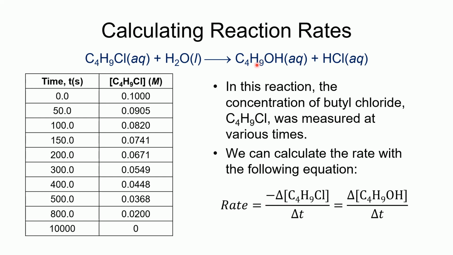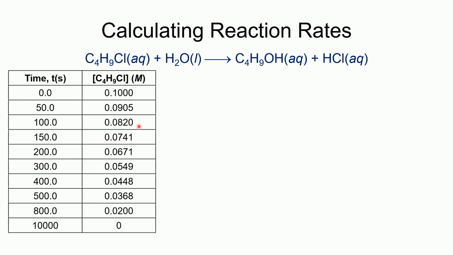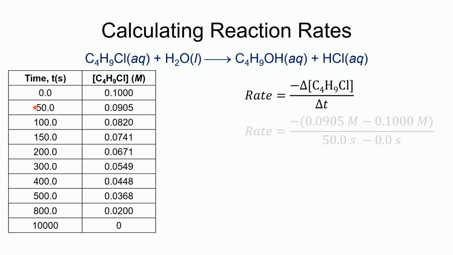When we're talking about products, on the other hand, they are going to increase in concentration, so we don't need a negative value in front of those. So let's do the calculation for the change in concentration of butyl chloride over the change in time. So I've got the data here. Here's our formula. And we're just going to pick between 0 and 50 seconds to start with. So between 0 and 50 seconds, here is the concentration at 50 seconds, which I put right there.